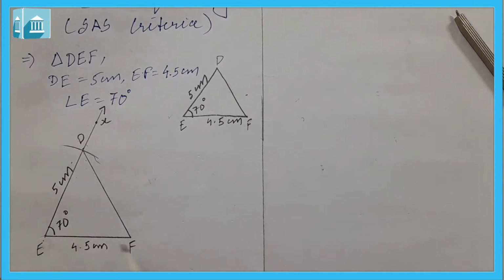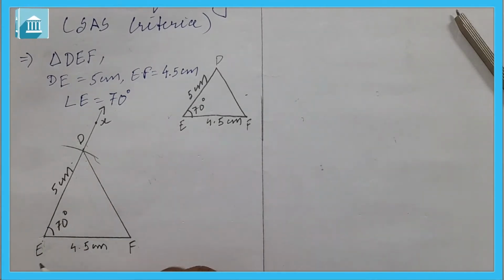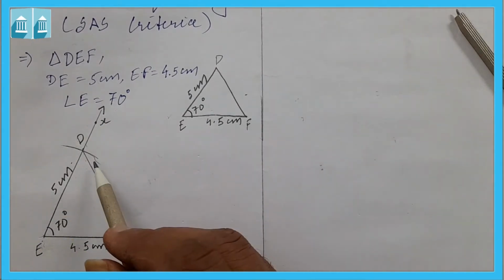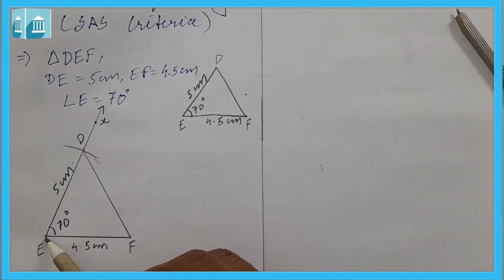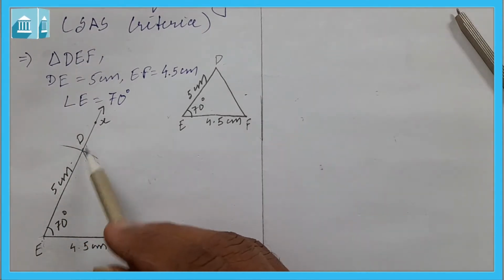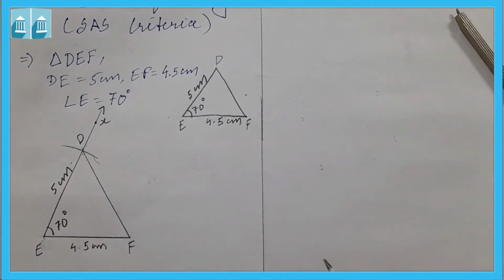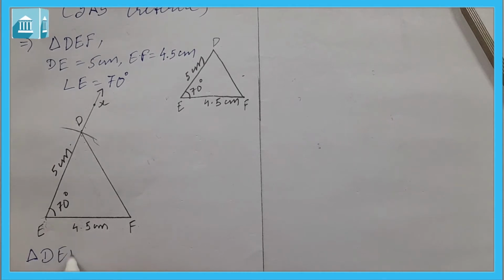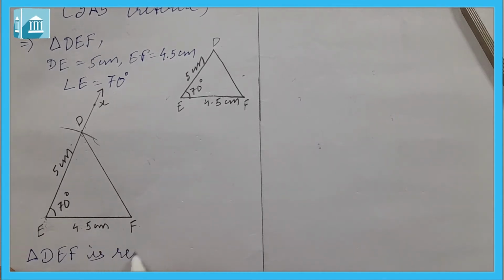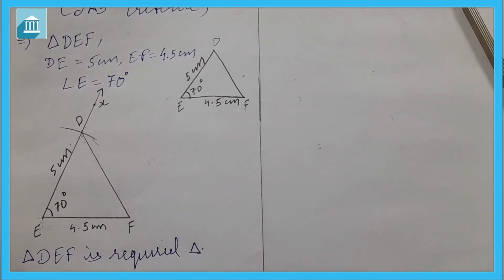Again I am repeating, first we need to draw EF, that is the base. Then we need to draw the angle, that is angle FEX is equal to 70 degree. Then ED is given, DE is given 5 centimeter. So with center E and radius 5 centimeter, we need to draw one arc on EX which intersects at D and then join DF. So we can write here that triangle DEF is the required triangle.